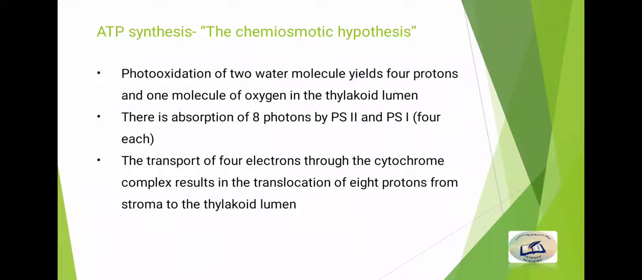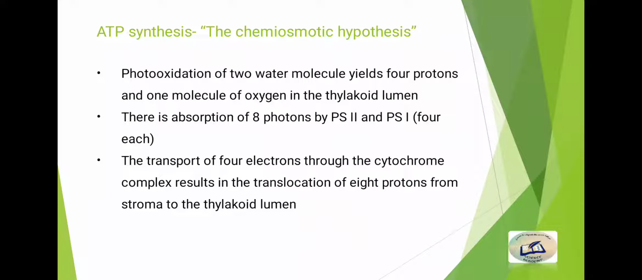Photooxidation of water molecules yields 4 protons and 1 molecule of oxygen in the thylakoid lumen, and there is absorption of 8 photons by PS2 and PS1 for each. What happens actually is that 4 protons are absorbed by PS2 during the start of the cycle, and then passed to PS1. The transport of 4 electrons through the cytochrome complex results in the translocation of 8 protons from the stroma to the thylakoid lumen.